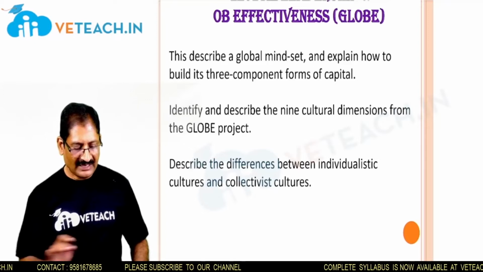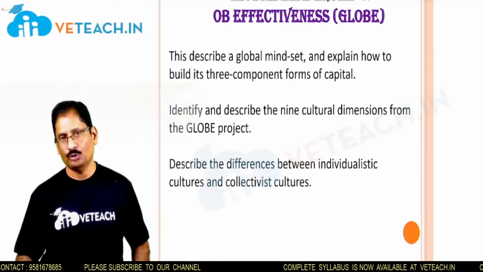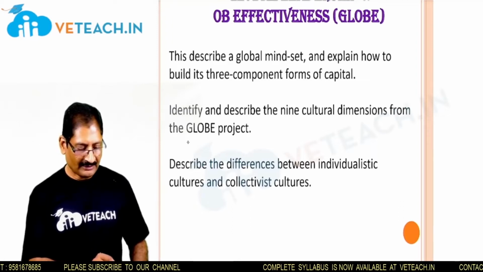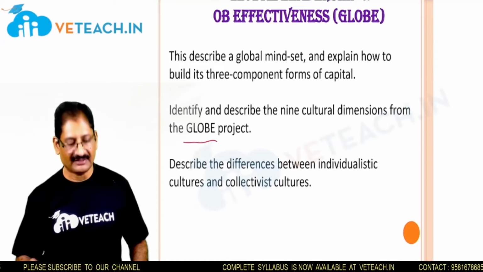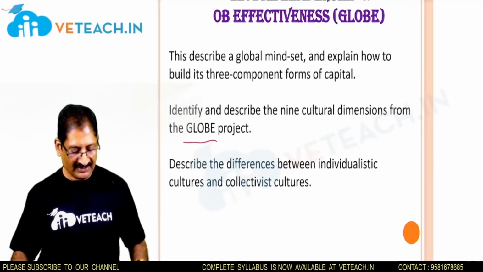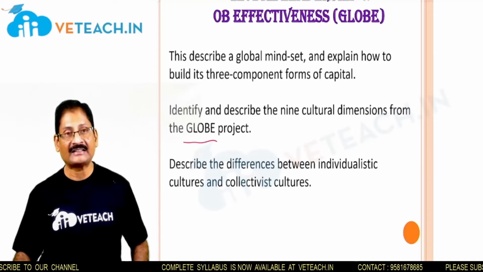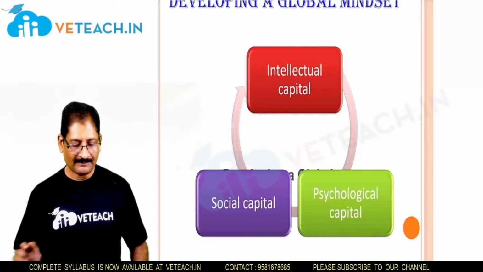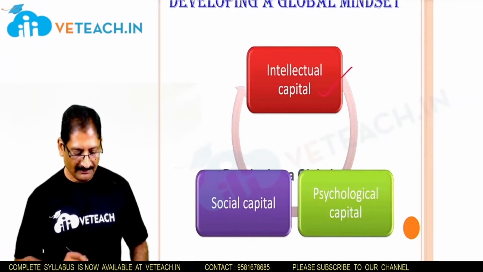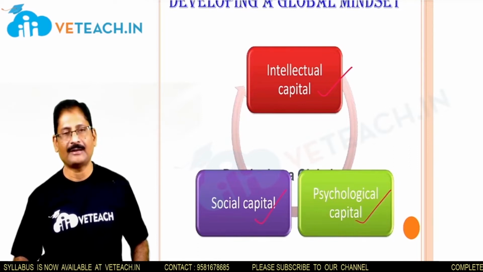Before this, identify and describe the 9 cultural dimensions from GLOBE, the global leadership and organizational behavior effectiveness. Then we have to see the differences between individualistic cultures and collectivist cultures. First, let us see what those three capitals are. One is intellectual capital, the next is social capital, and the last is psychological capital.